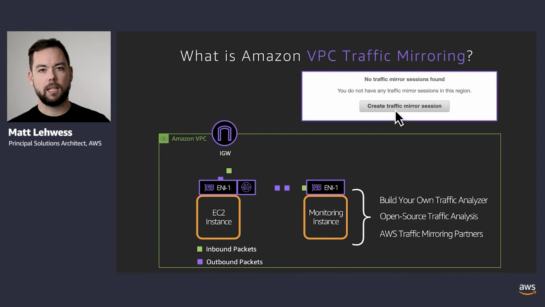And so you can basically build your own traffic analyzer. You can use open source traffic analysis like maybe Zeek or Suricata, or you could use many of our AWS traffic mirroring partners who have built integrations into traffic mirroring so that they can do analysis on the traffic that's being sent to them via traffic mirroring. So this is quite a useful tool.